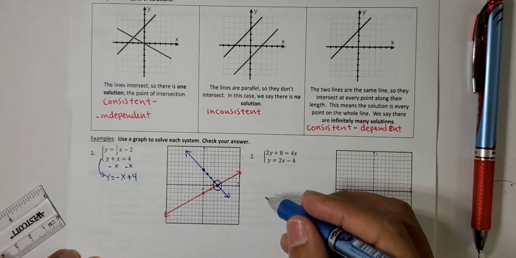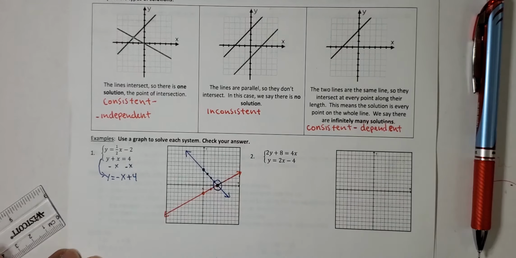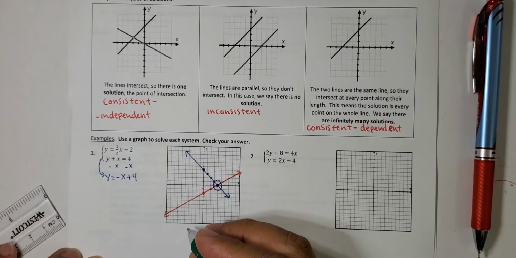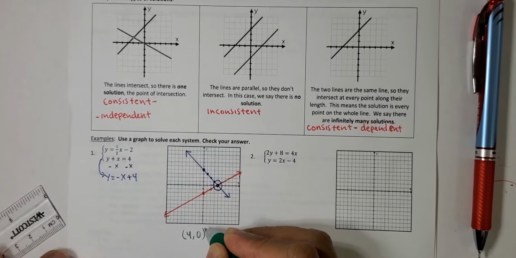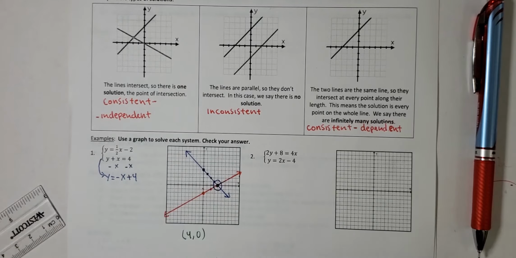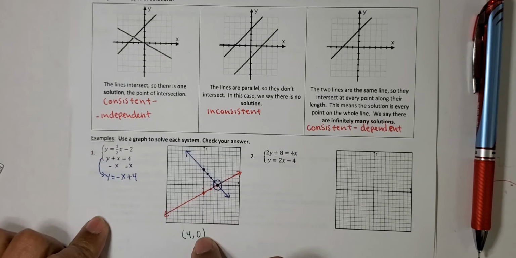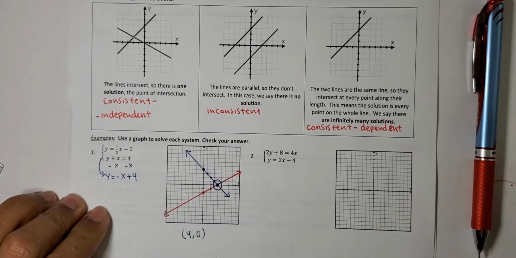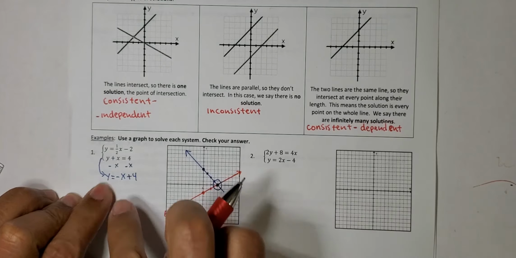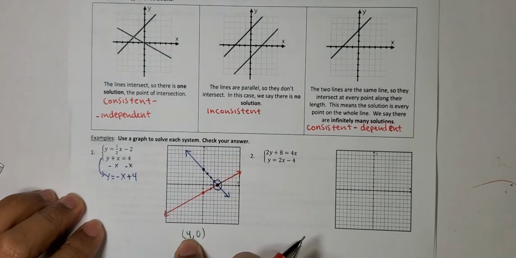The question is, what is the value of y and what is the value of x at the point of intersection? And the answer is (4, 0). Okay, now I'm going to check my answer. If I'm saying that this is a solution, I'm going to plug in wherever I see a y and an x these values.